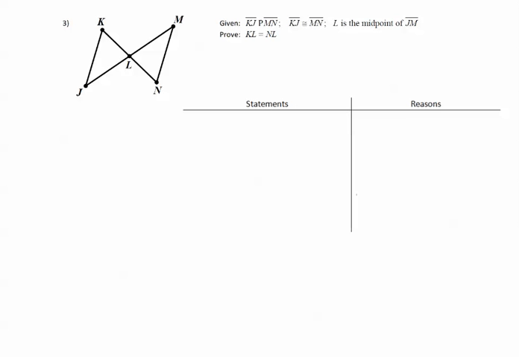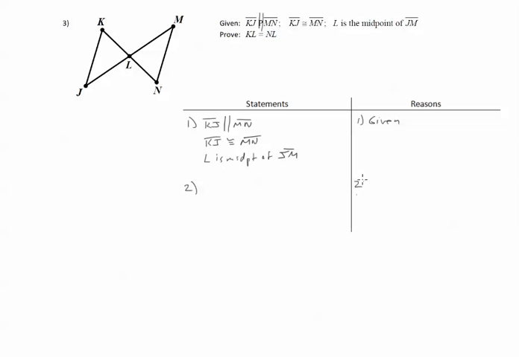So, the first thing I'm going to write down is my givens. Segment KJ is, this should have been parallel, is parallel to MN. Segment KJ is also congruent to segment MN. And L is the midpoint of segment JM. There's my givens.